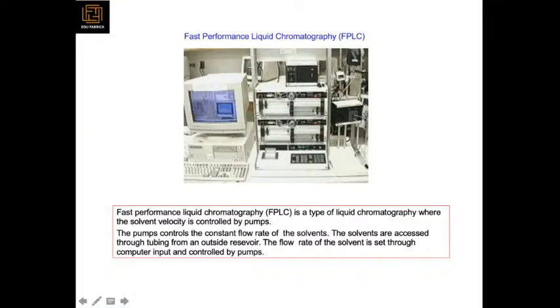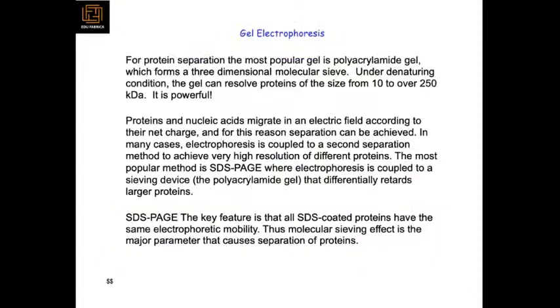And there is also FPLC, which is fast performance liquid chromatography. It's a type of liquid chromatography where solvent velocity is controlled by pumps, and the pump controls the constant flow rate of solvents passed through the tubing from the outside reservoir.